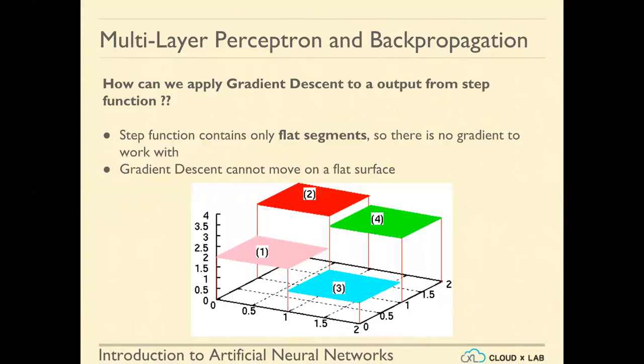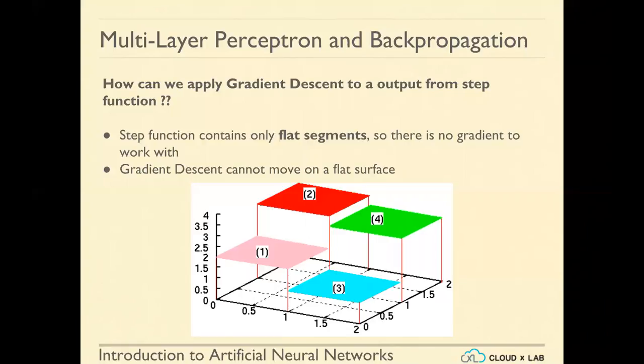So in the neural network earlier, the MLP, the multi-layer perceptron model, we were using something called the step function. What was the step function doing? It was like, if something is less than zero, make it zero. If something is greater than zero, make it one. That was the step function. So the step function contains only flat segments, so there is no gradient to work with. So gradient descent cannot move on the flat surface.